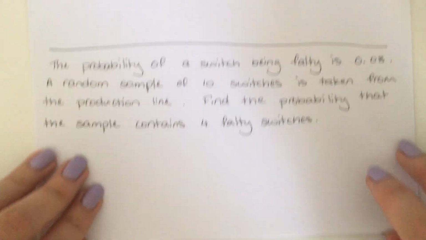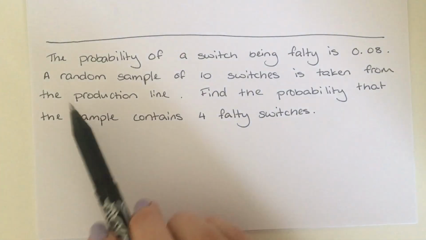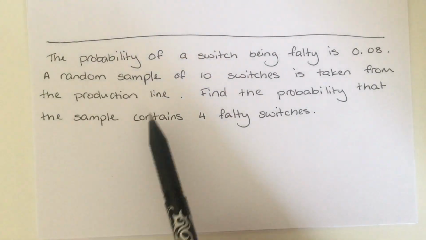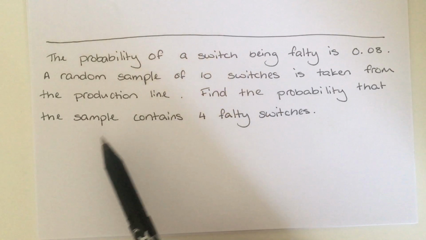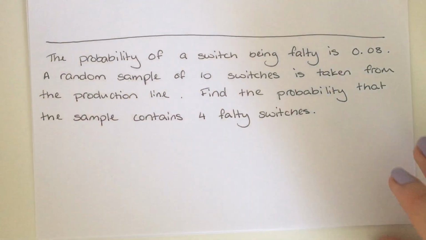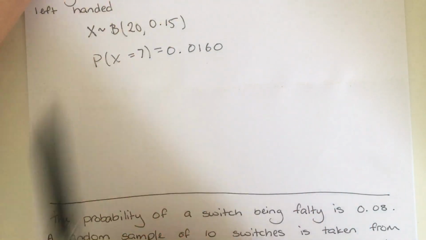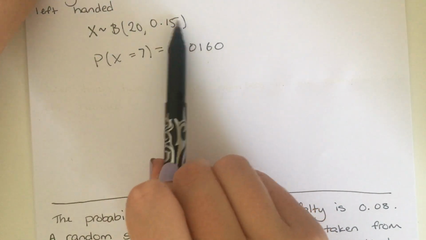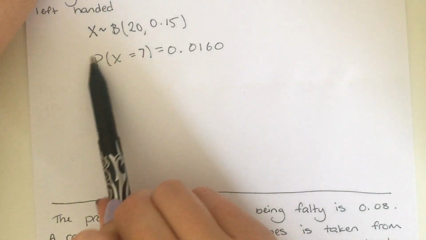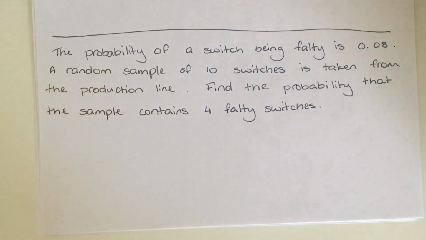So you've got one to have a go at here. The probability of a switch being faulty is 0.08. A random sample of 10 switches is taken from the production line. Find the probability that the sample contains 4 faulty switches. So you're going to have to do the same thing as I did up here. First of all, build your problem, your binomial distribution. Think about what your n value is and your p value. And then you want the probability that x is equal to some number. So pause the video and have a go at that.